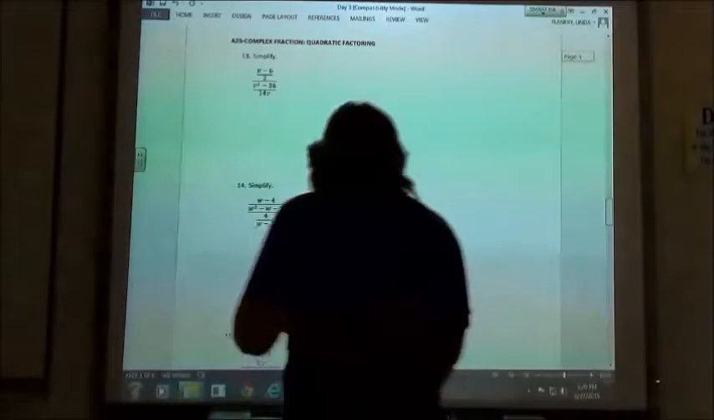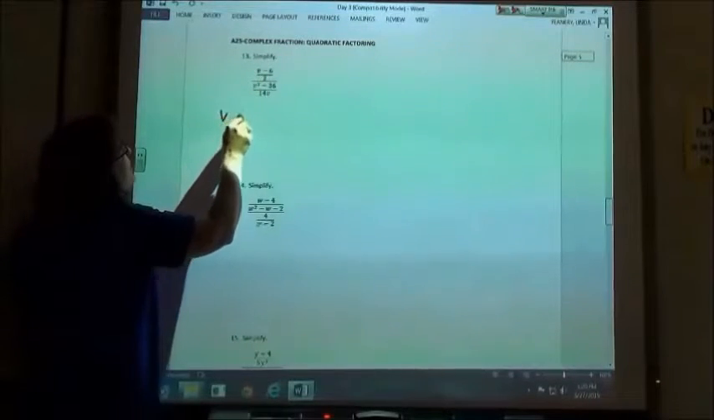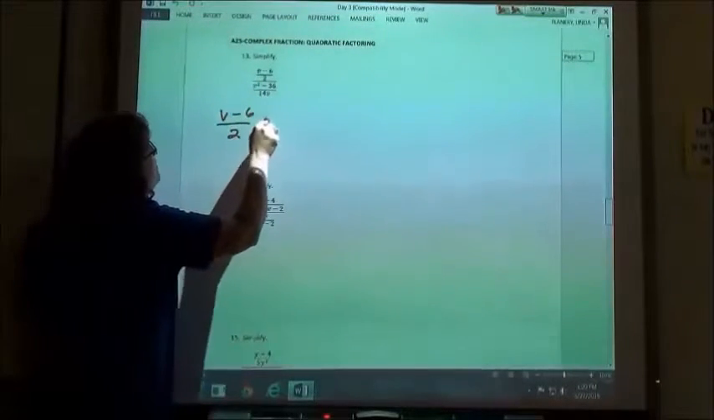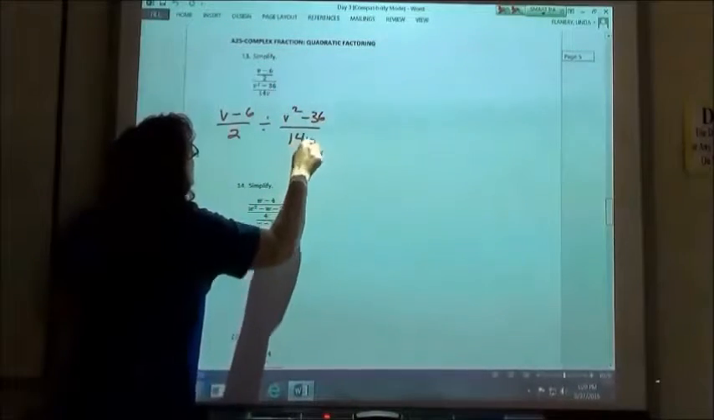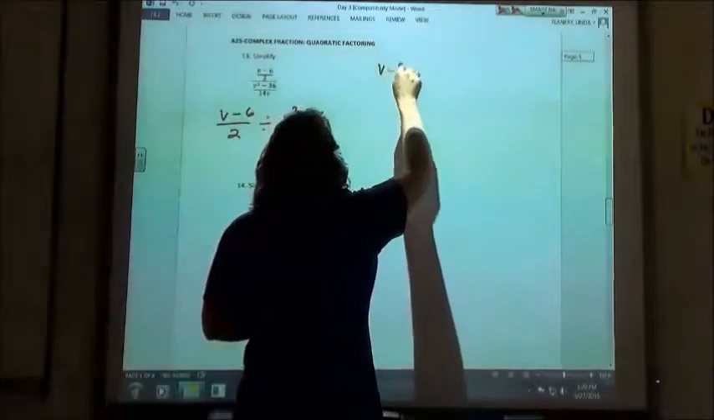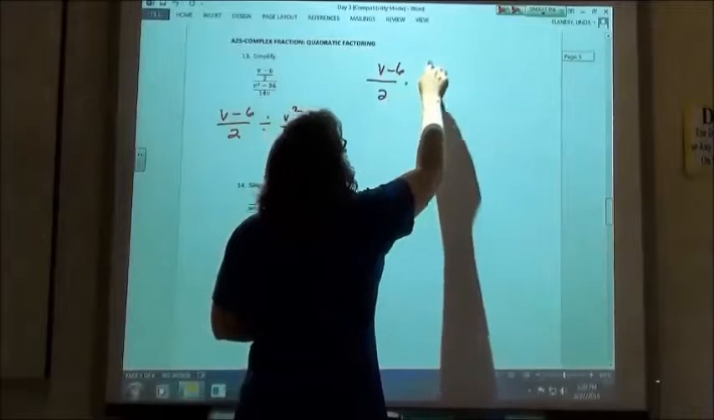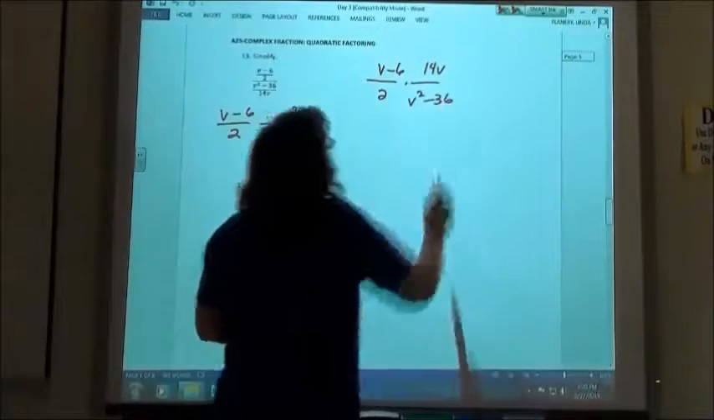The next ones, we have a complex fraction with quadratic factoring. A complex fraction basically is just a division problem. This is the same thing as having v minus 6 over 2 divided by v squared minus 36 over 14v. So we know that when we divide fractions, we end up inverting and multiplying. So we're going to have v minus 6 over 2 times 14v over v squared minus 36.